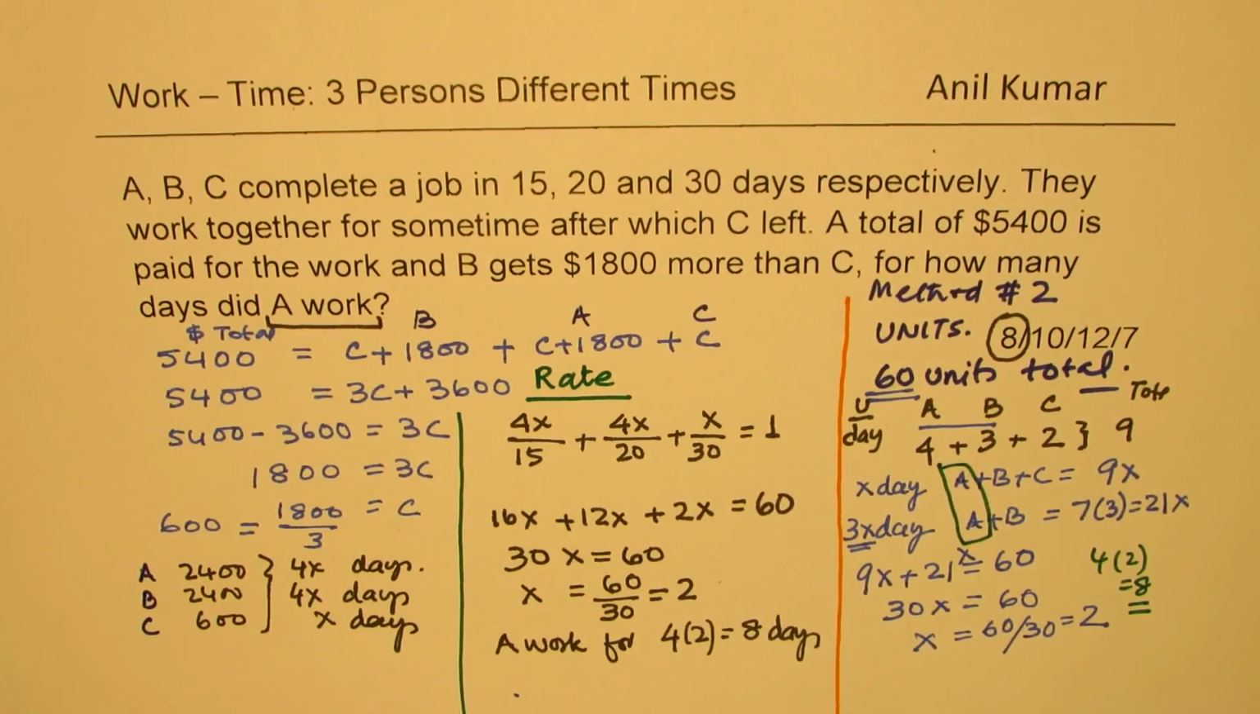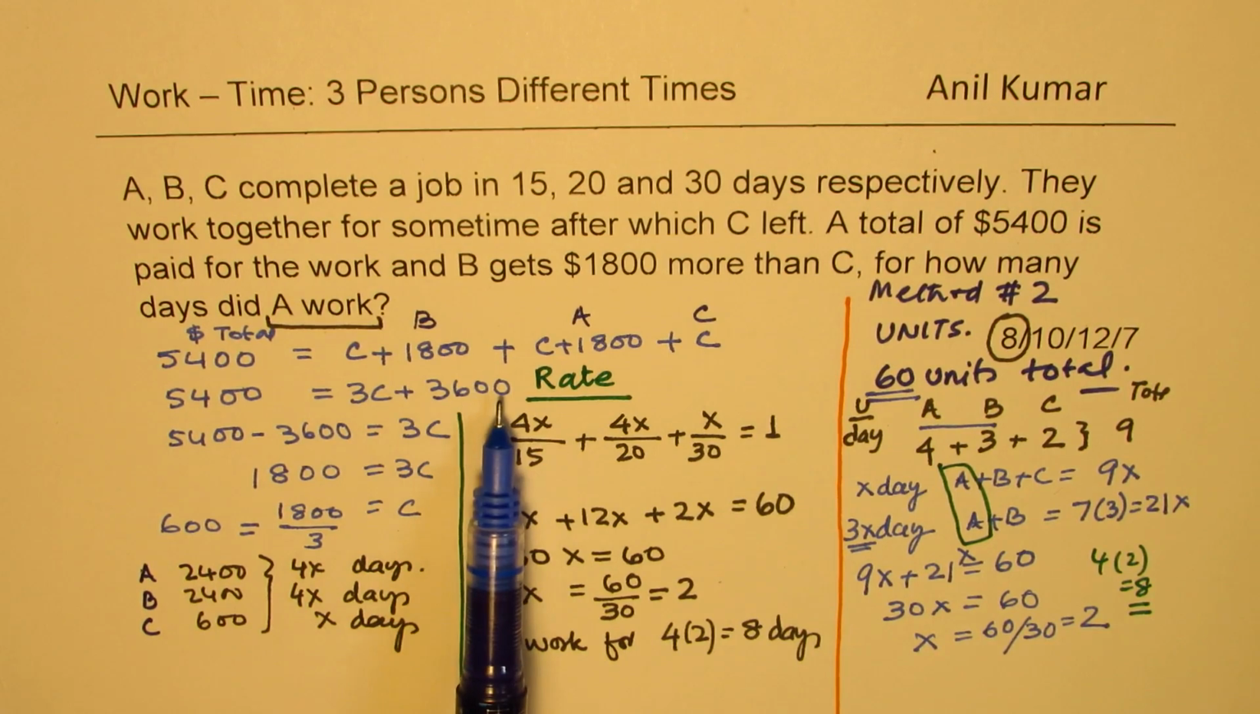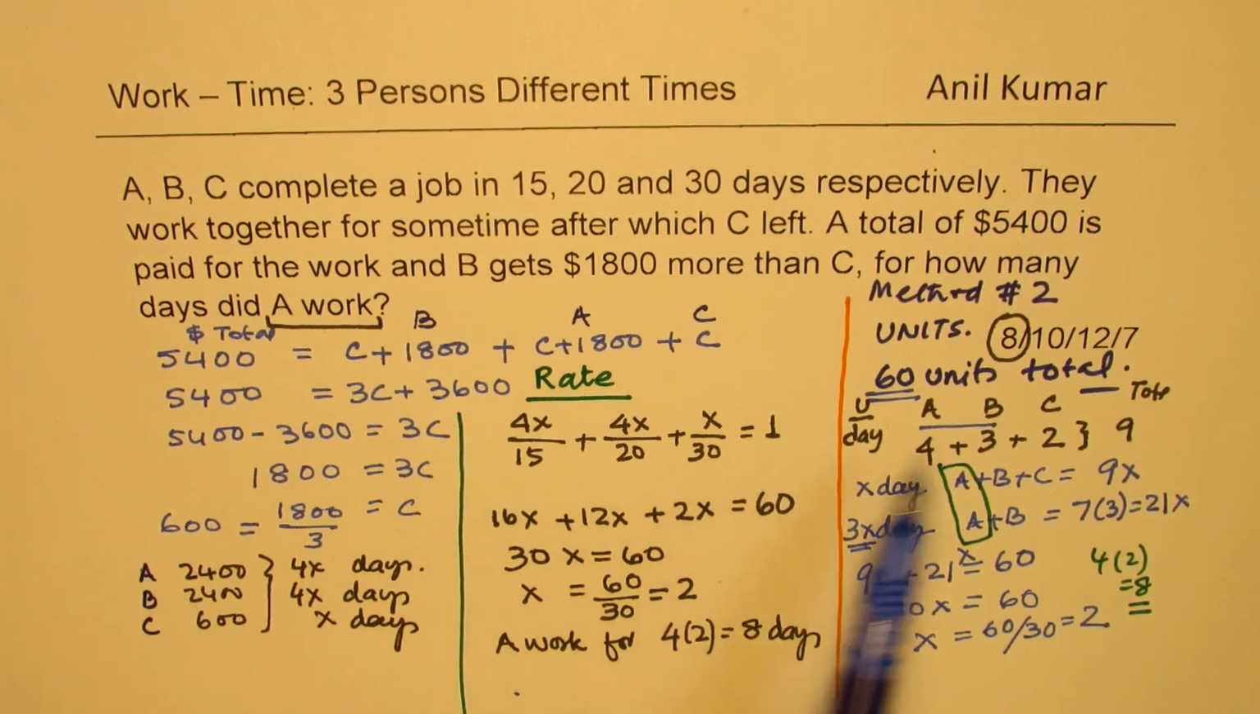Do you understand? So you could adopt any of these methods to solve your question, whichever you are familiar with or comfortable with, right? Both work perfectly fine, almost the same thing. Here, the tricky part was figuring out the ratio in which they work, right? Once you've done that, this is a standard method which you follow, right? So I hope that makes sense.